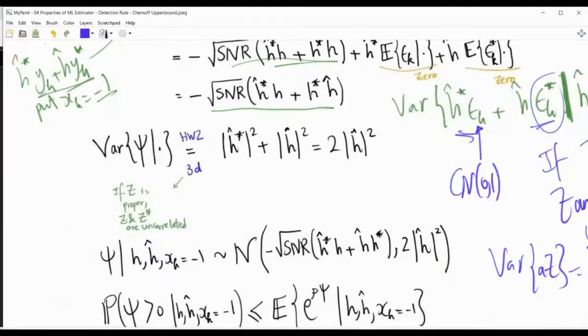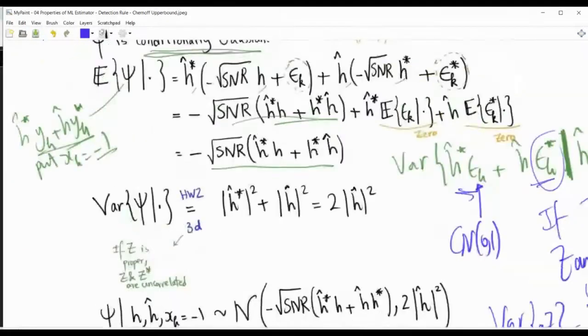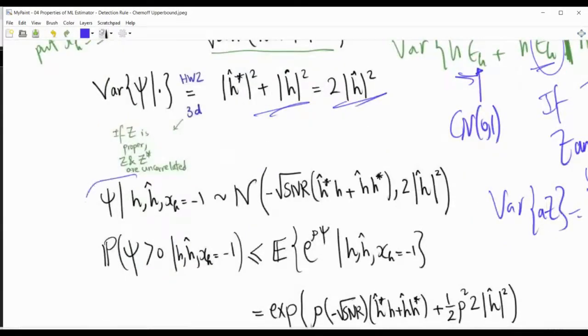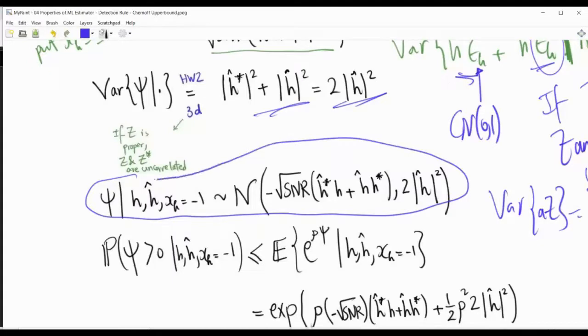So this is exactly what I will do. What is the variance of this quantity? It will be the magnitude square of this term plus the magnitude square of this term, and again epsilon and epsilon conjugate are uncorrelated because of the result in this problem set. And of course, the magnitude of the conjugate of h hat is exactly the magnitude of h hat itself, so we can combine these two as double the magnitude square. And so here is the conditional distribution of epsilon given h hat and xk equal to -1. This is the mean, the first moment, and this is the variance.